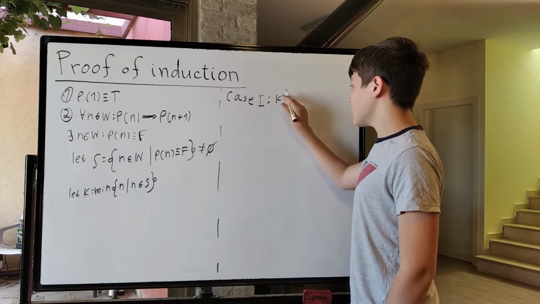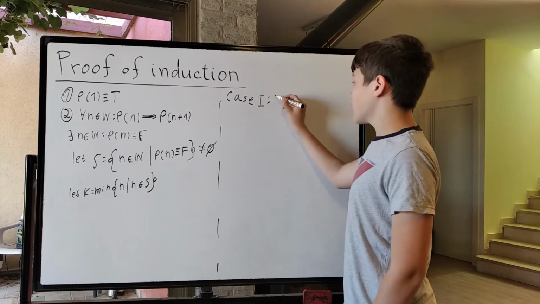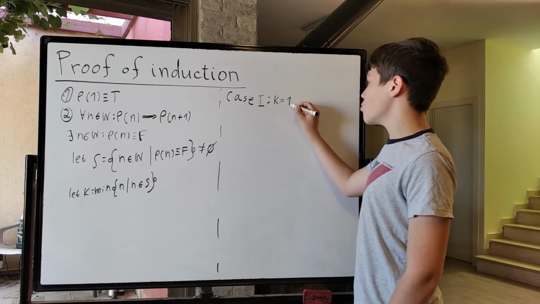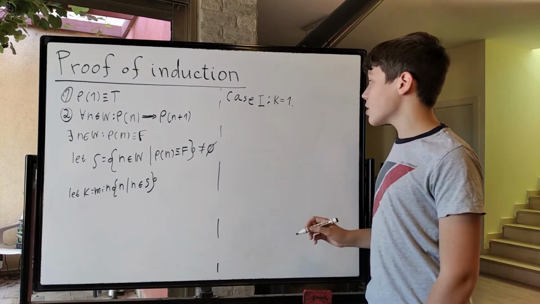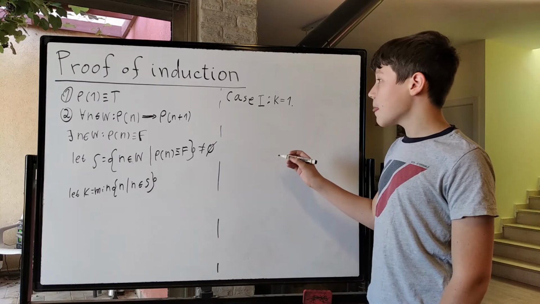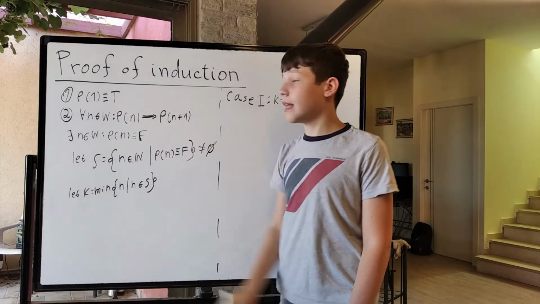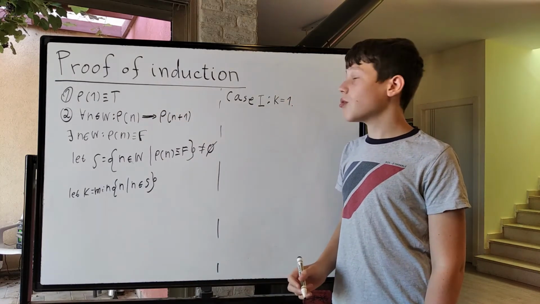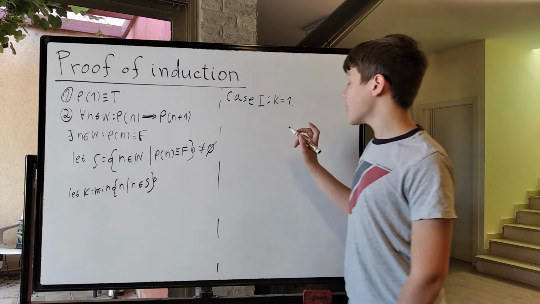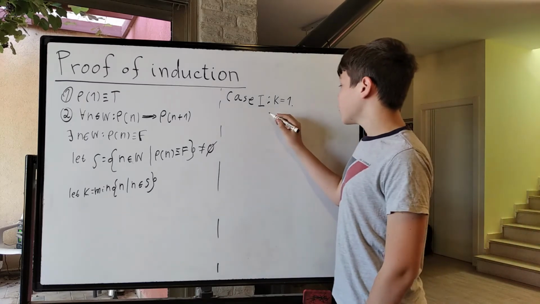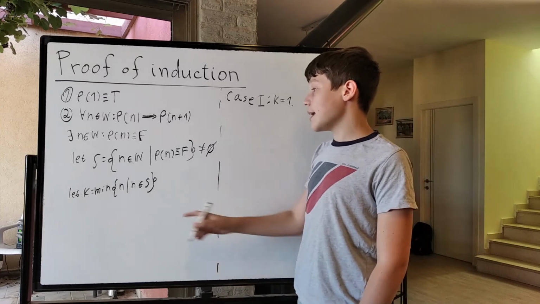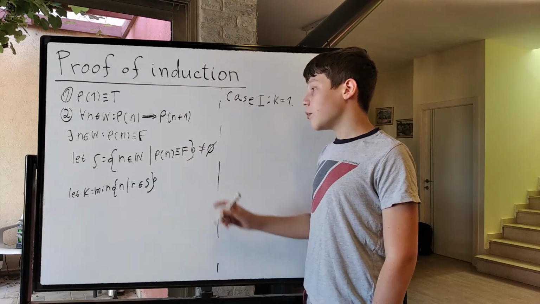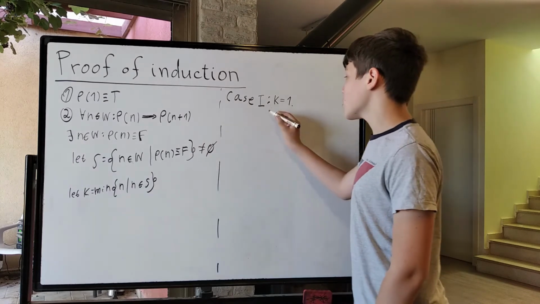K is equal to 1. Well, in this case, we get a contradiction. Why? Well, because it's a given to us that P of 1 is true. And so we can say that in this case, because K is in the set S, we know that P of K must be false.